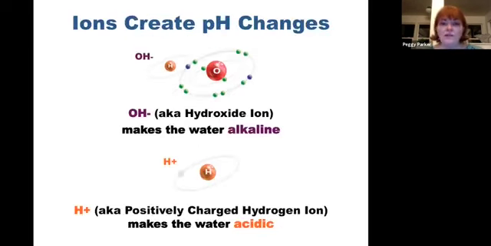So ions create pH changes. So the OH negative, or the hydroxide ion, makes the water alkaline. So the higher the concentration of OH negatives we have in the water, the more alkaline it is. And the higher the concentration of hydrogen ions, the more acidic the water is. Okay?